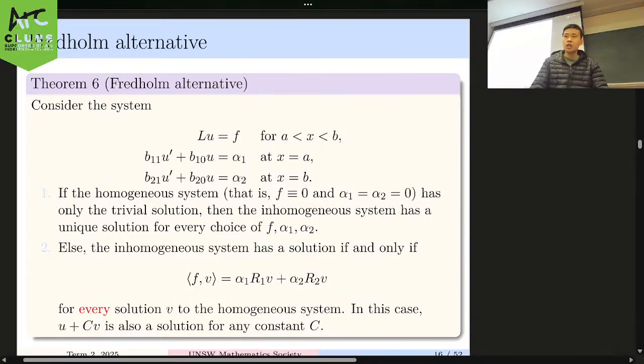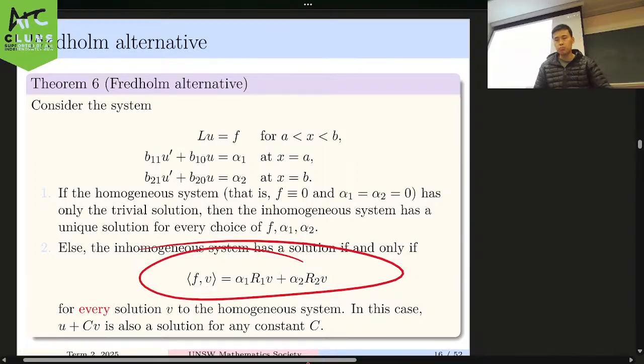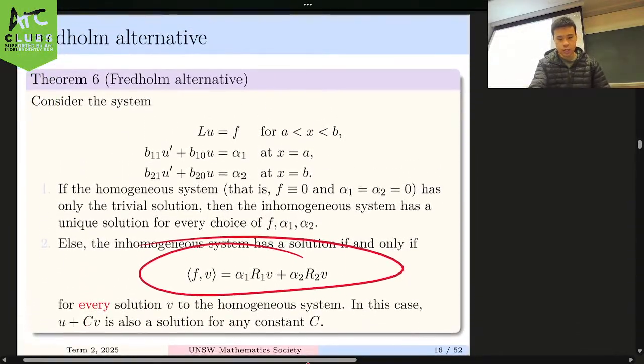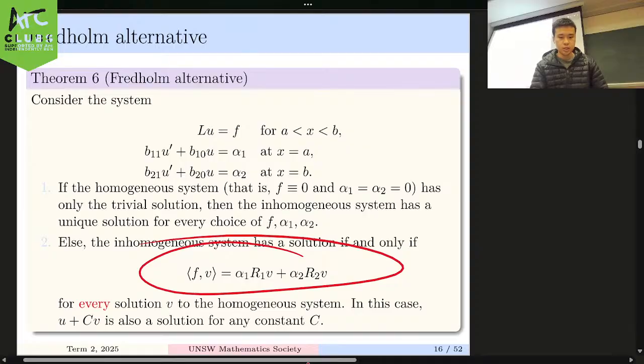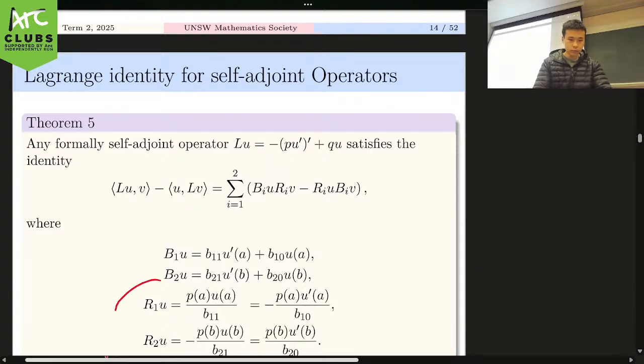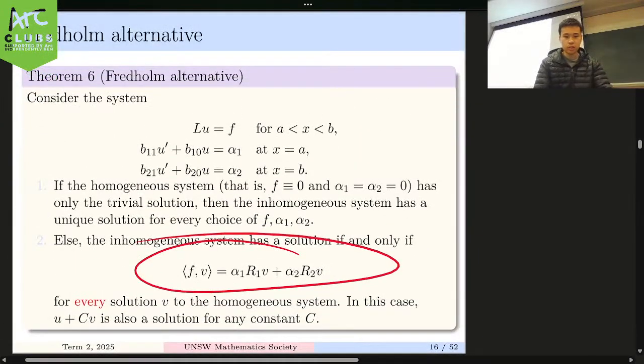If that is not the case, if you don't have only the trivial solution, so you might have an infinite number of solutions, then the inhomogeneous problem is going to have a solution if and only if this specific expression is satisfied. So the inner product of your forcing term along with your V term, essentially one of your solutions, is equal to these specific linear combinations. That thing from R is where that's going to come into play here.